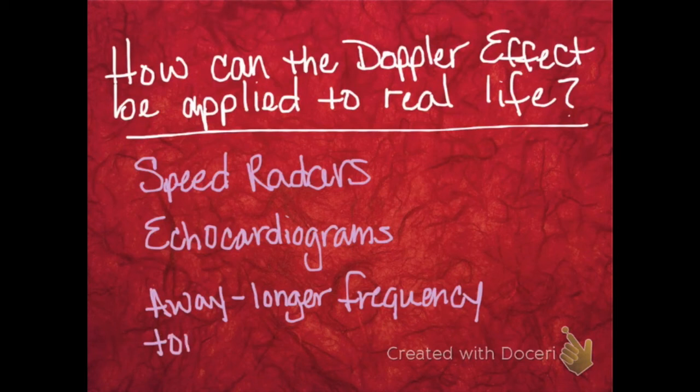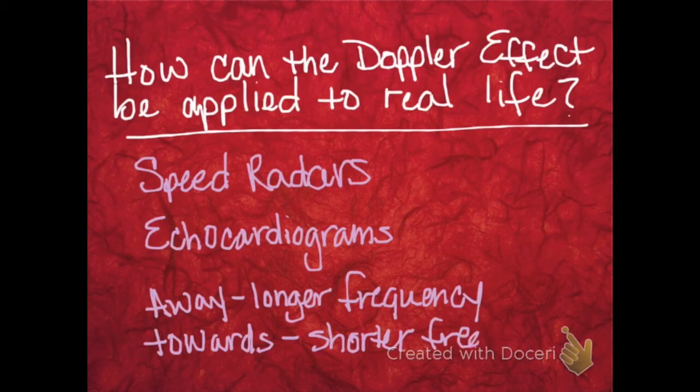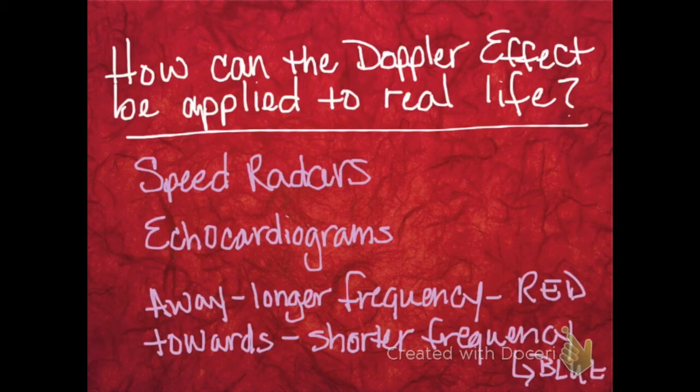And so astronomers can actually use this to see if things are moving away from planet Earth, or the opposite of that, if it's coming at us or towards us, it's a blue shift, because the wavelengths get shorter. So this turns red, this turns blue. So you have red shift and blue shift.